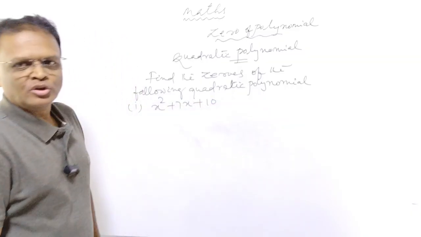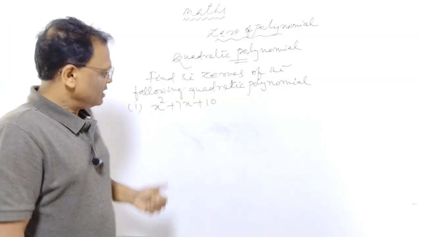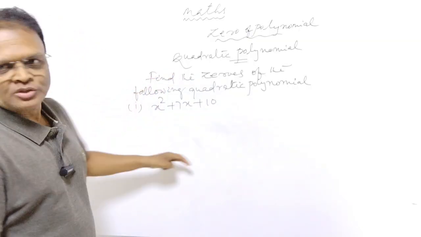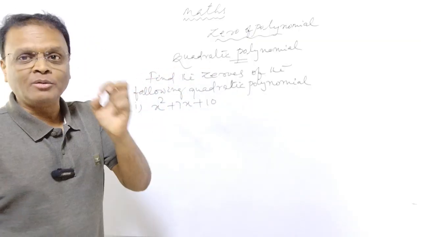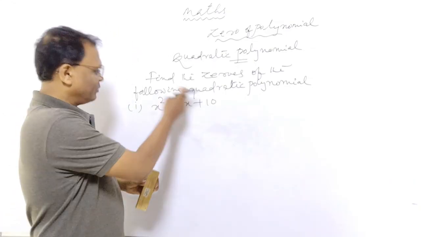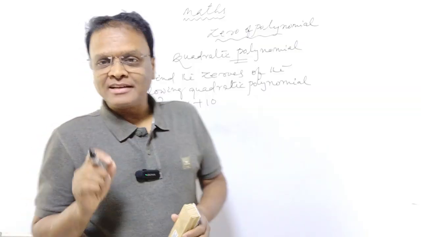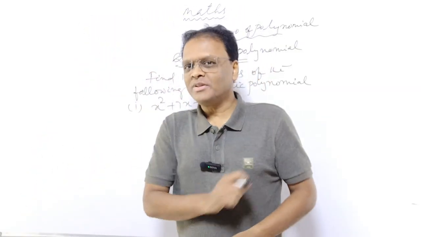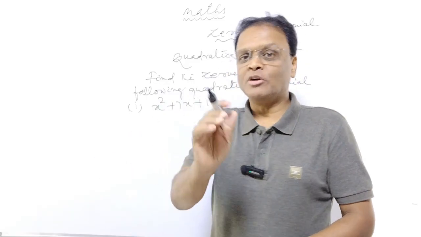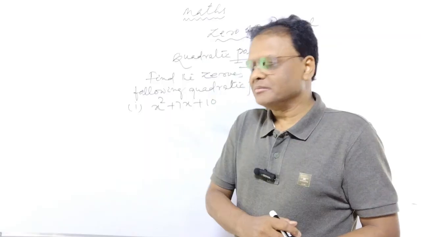This is my quadratic polynomial. Why? Because the highest power is 2 and hence the degree is 2. So what would be the value of x so that this entire expression, this entire polynomial, will become 0? Exactly again what we are going to find: what would be the value of x so that this entire expression becomes 0.